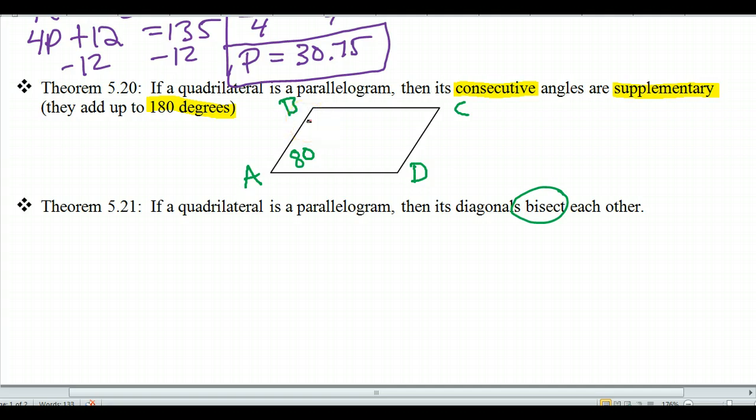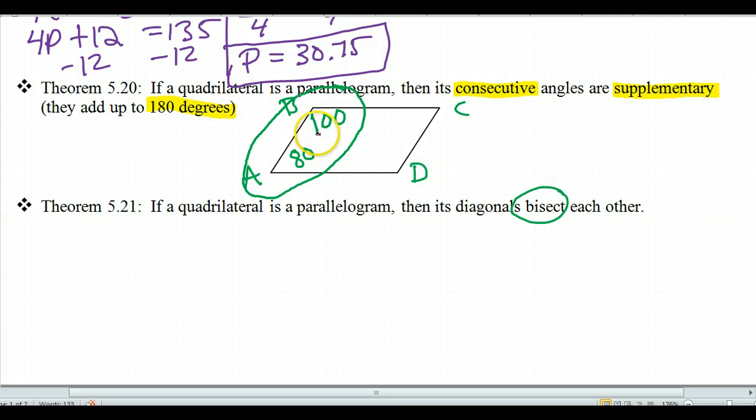Okay, turn to the person next to you and tell them what angle B is going to be. Okay, Haven. What's going to be the measure of angle B? 100. Angle B is going to be 100 degrees because these are consecutive angles and they should be supplementary.